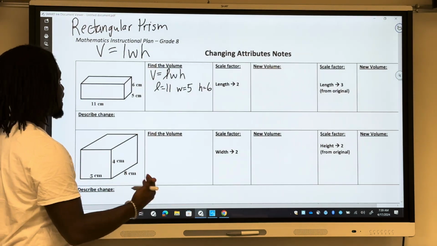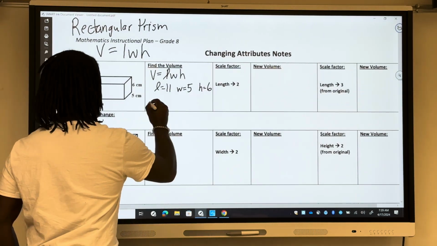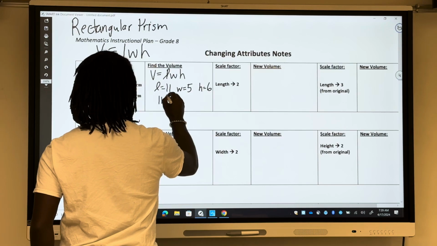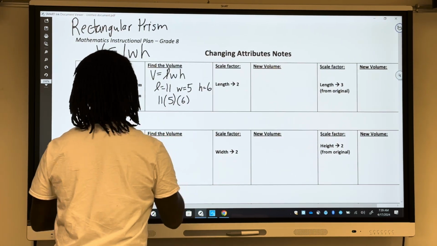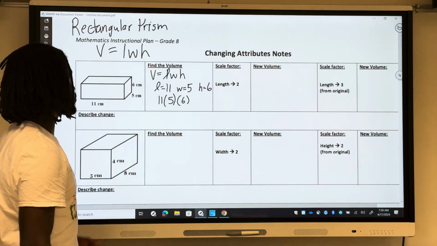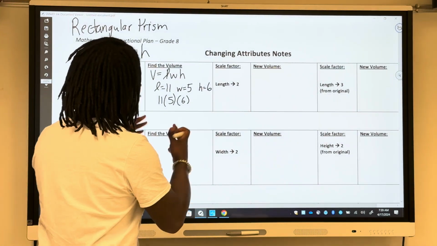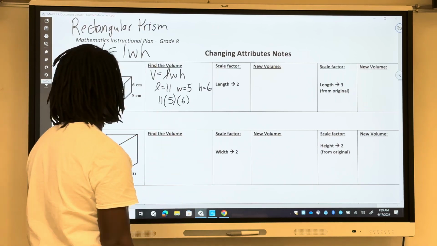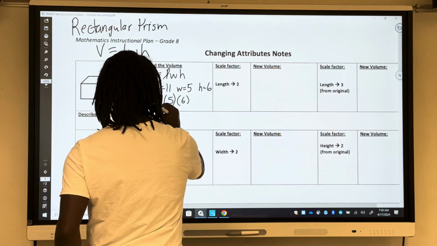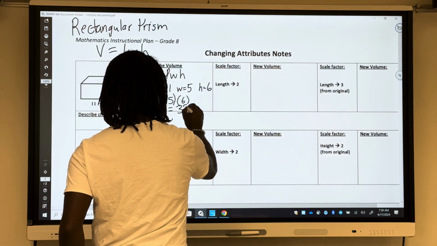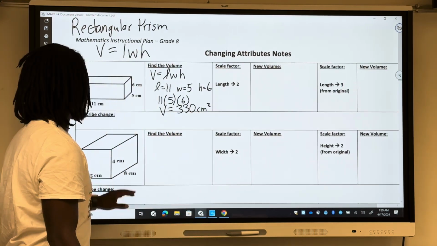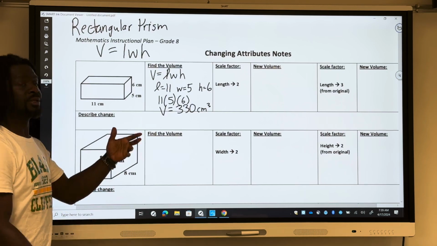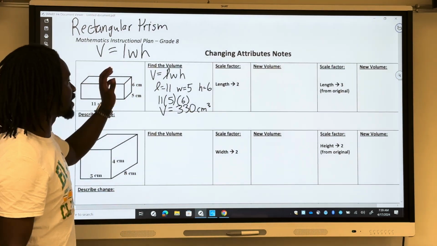And so now I'm going to multiply the length times the width times the height, and that will give me my volume. So you can go over to Desmos and enter this in on your calculator, and what you will get is that the volume is 330 centimeters cubed, okay? So that is the volume. Simple enough, right? Length times width times height.